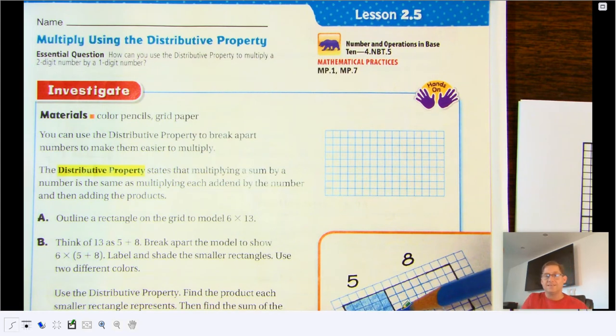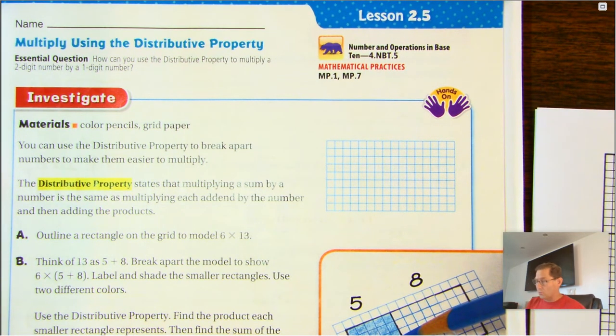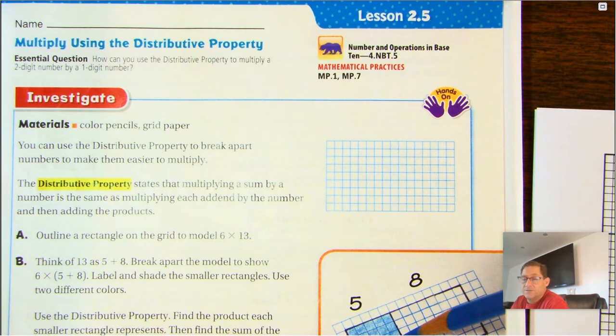Hello. In today's lesson, lesson 2.5 on page 63 of your fourth grade Go Math book, we're talking about multiplying using the distributive property. And I find that this property is one of the most useful properties in math. It helps make problems a lot easier to solve because we're allowed to break numbers into smaller parts to multiply. So like in our example, rather than saying 6 times 13, I can think of it as multiplying the sum of 5 and 8. So 6 times 5 plus 6 times 8 may be easier to do than 6 times 13.